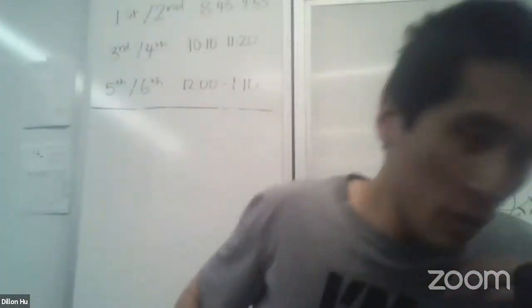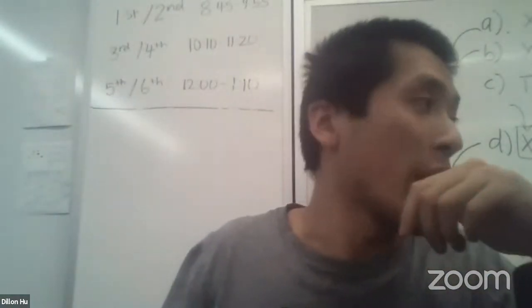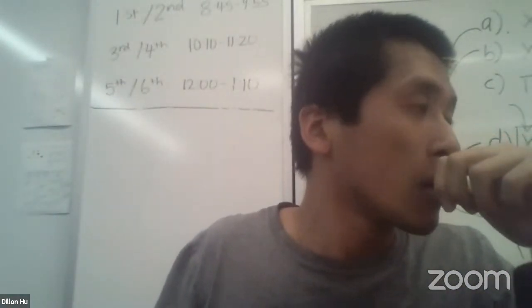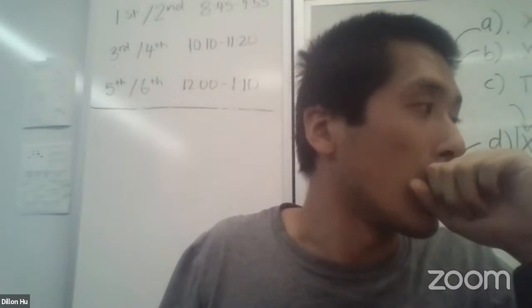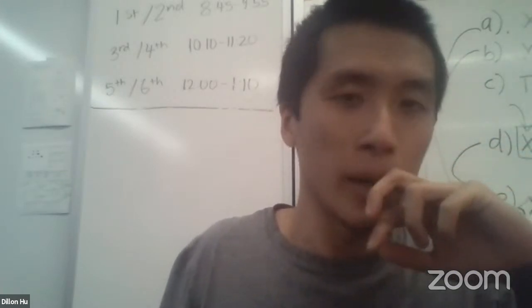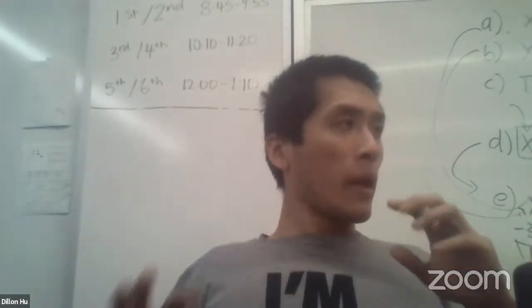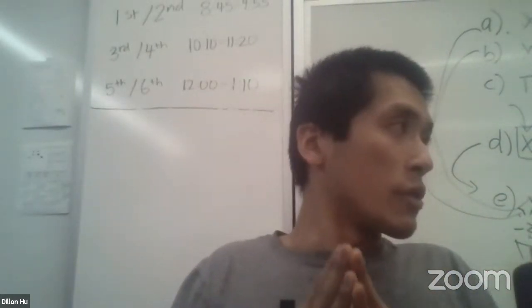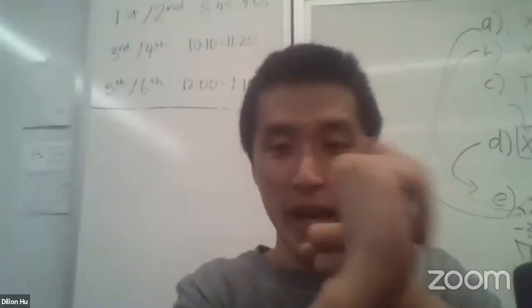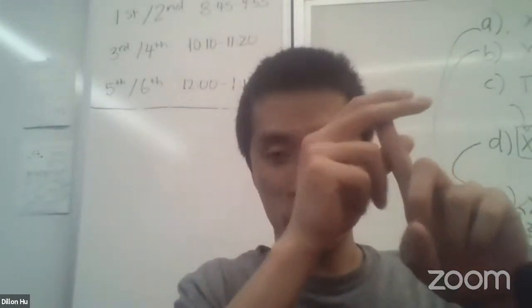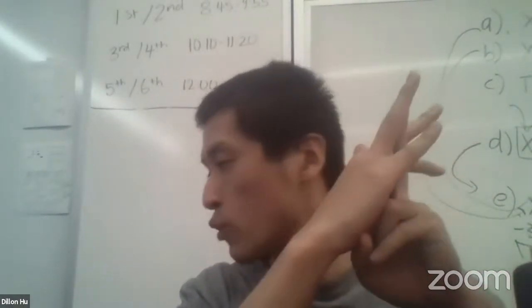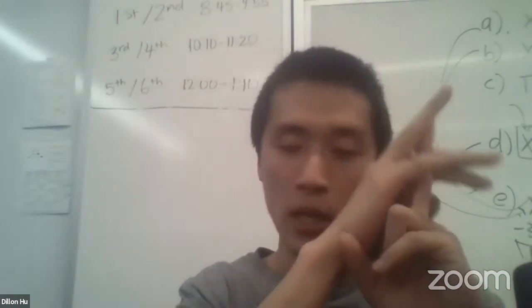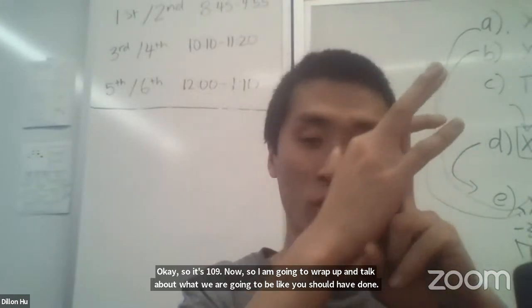Okay, so it's 1:09 now, so I am going to wrap up and talk about what you should have done. Here are your expectations. I want you to finish the assignment we're doing today by next Thursday or Friday, so you'll have about a week to work on it. Hopefully you were able to move through at least a few questions today, if not finish it or almost finish it.